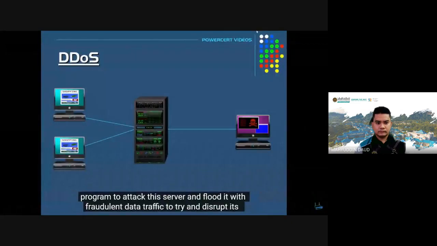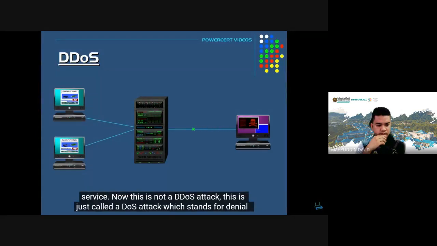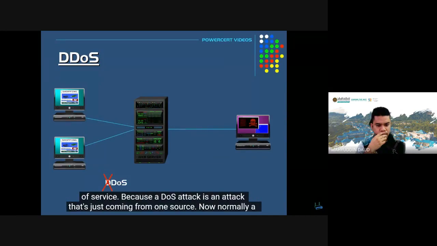So what happens is the attacker is going to use their computer and their program to attack this server and flood it with fraudulent data traffic to try and disrupt its service. Now this is not a DDoS attack. This is just called a DOS attack, which stands for Denial of Service, because a DOS attack is an attack that's just coming from one source.